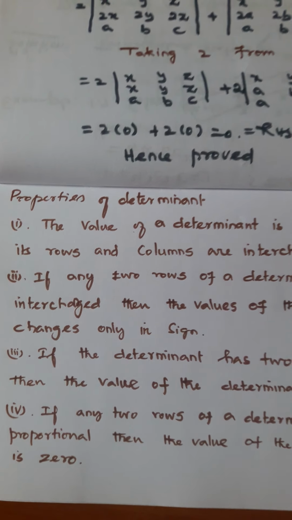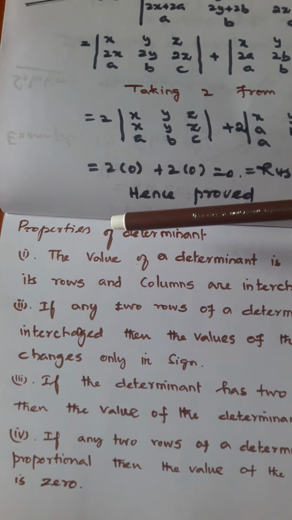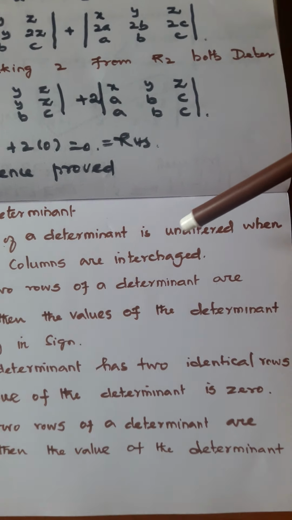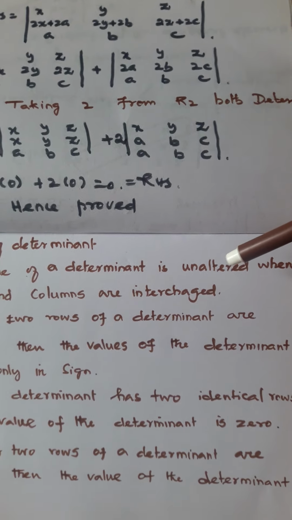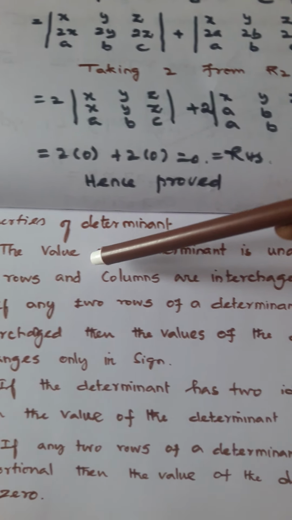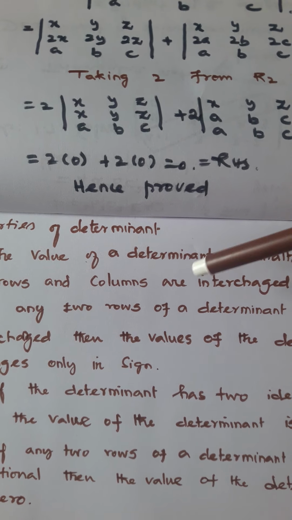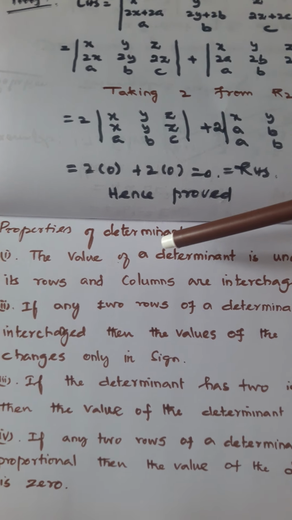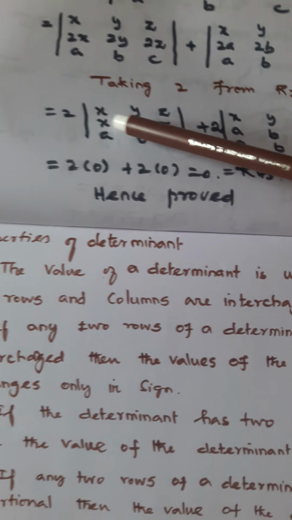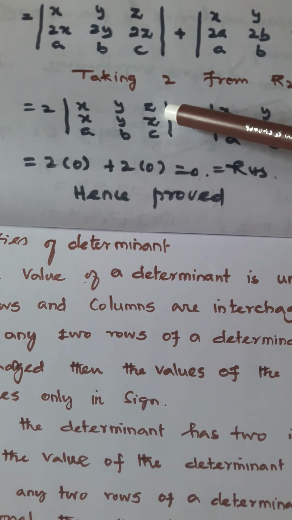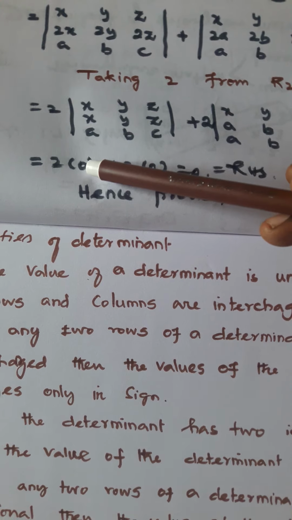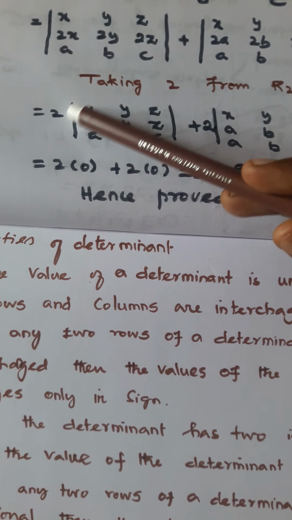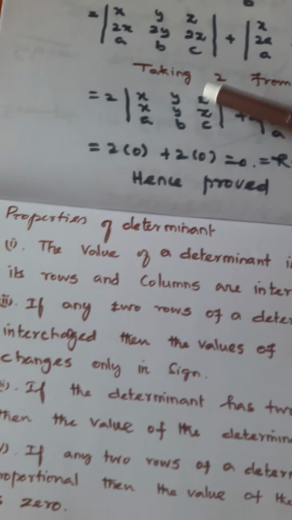Now the properties of determinant. You have 4 properties I have written. The first one, the value of the determinant is unaltered. You know, unaltered means no change when its rows and columns are interchanged. You can write rows as columns. That is the meaning of the first property. So for example, here x, y, z is the first row. We can write this as the first column, and again x, y, z as the second column, and a, b, c as the third column. The value of the determinant is unaltered. That is your first one.